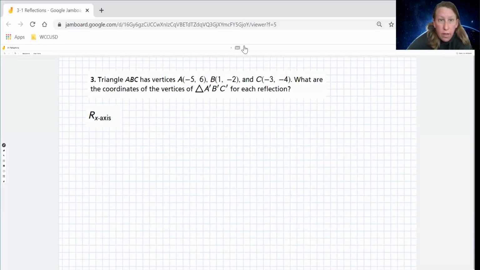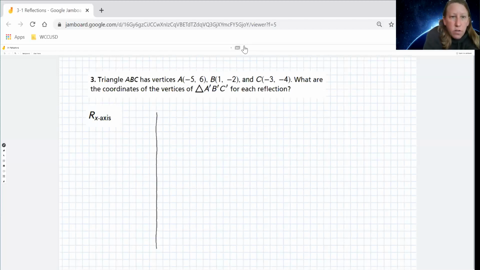Here's one thing that we like to do. We have triangle A, B, C, and we know where the points are. And the question is, what are the coordinates of the vertices, the points at the corners of the triangle after this reflection? So I'm going to graph it. You can use graphing tools. There's a really cool program called GeoGebra that I want you guys to play around with this chapter.